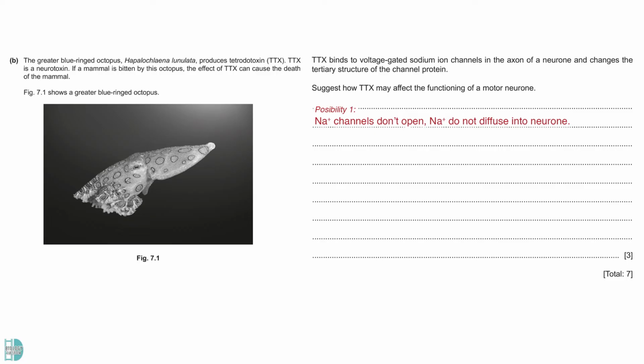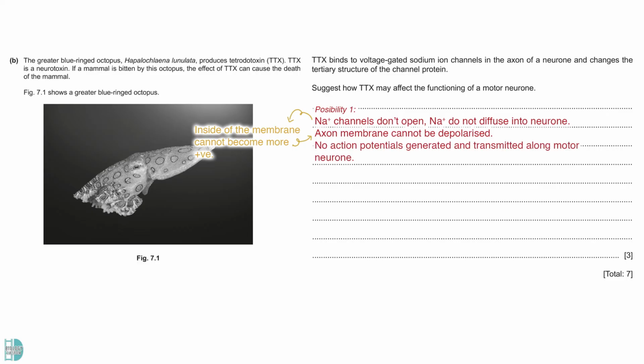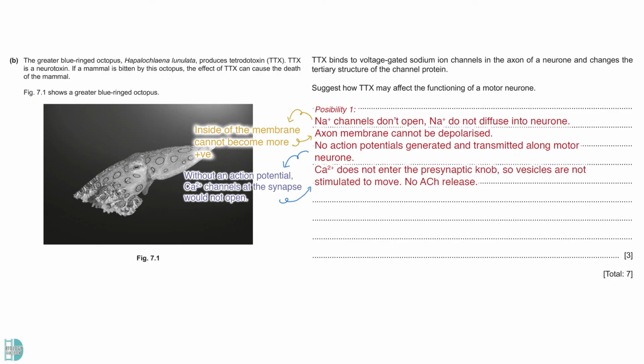Without this diffusion, the inside of the membrane cannot become more positive. Axon membrane cannot be depolarized. There will be no action potential being generated. In other words, the impulse is not transmitted along the motor neuron. Without an action potential, calcium ion channels at the synapse would not open. Calcium ion does not enter the presynaptic node. They are needed to stimulate the acetylcholine-containing vesicles to move and fuse with the presynaptic membrane, leading to the release of acetylcholine by exocytosis. This can cause paralysis, the loss of voluntary muscle function.